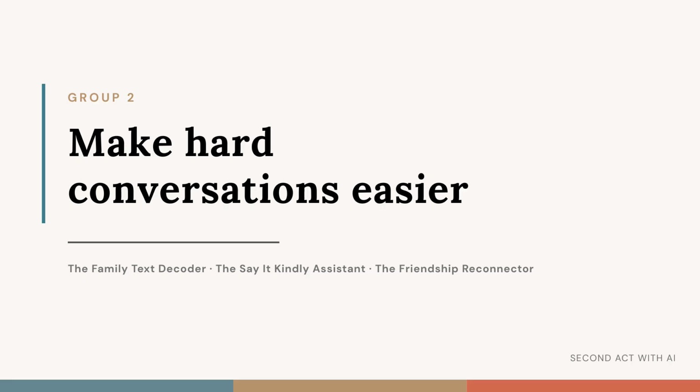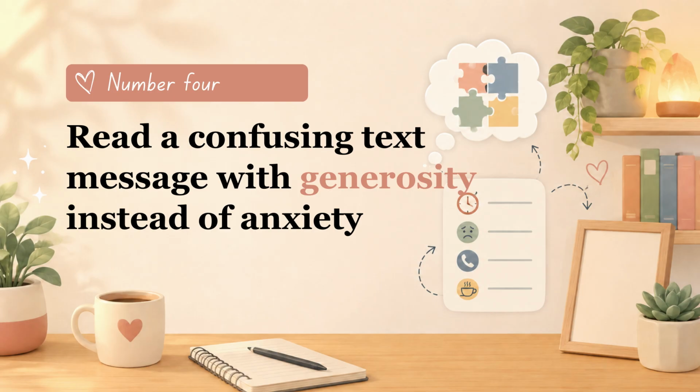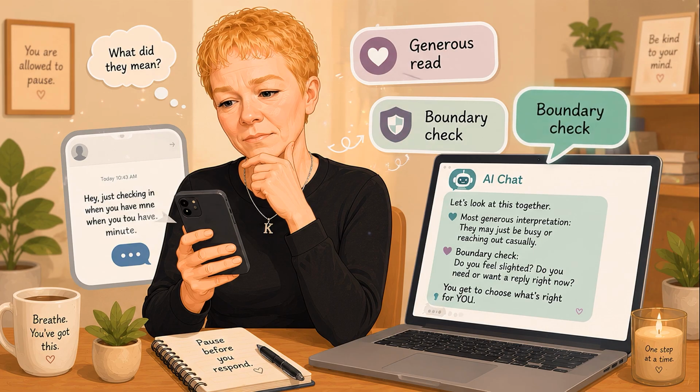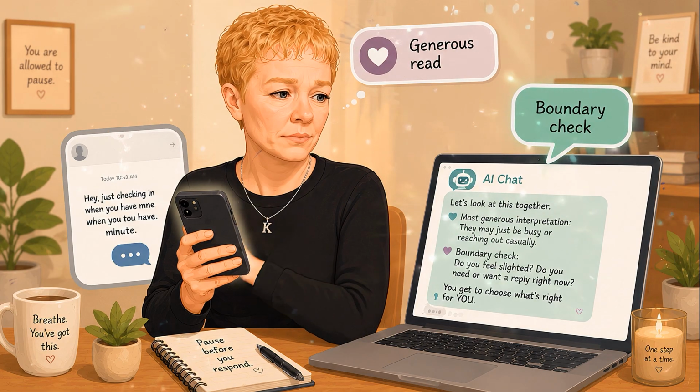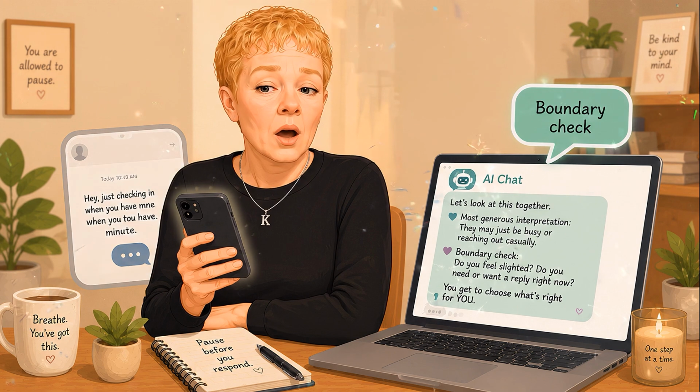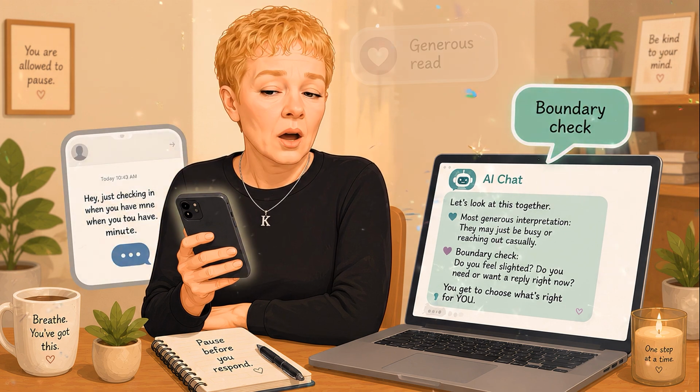Group number 2, make hard conversations easier. Number 4, read a confusing text message with generosity instead of anxiety. Like, that text that you get from a family member and you read it like 6 times and you still can't tell they're mad at you?